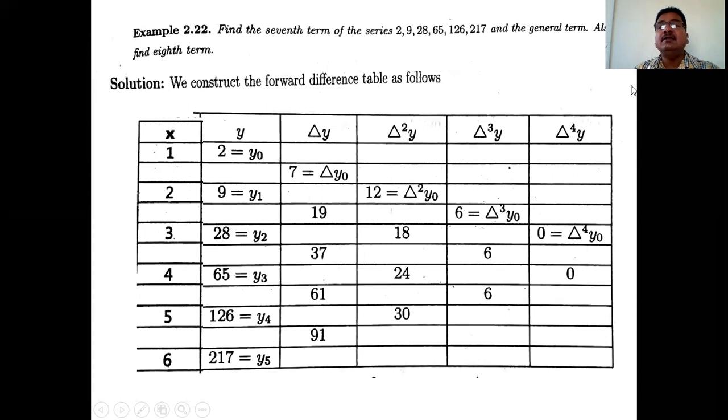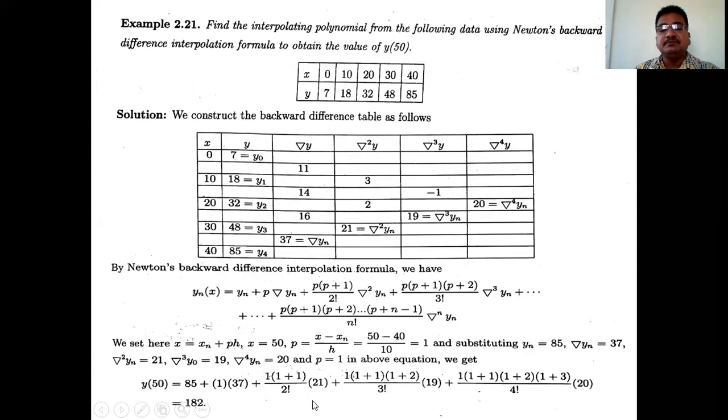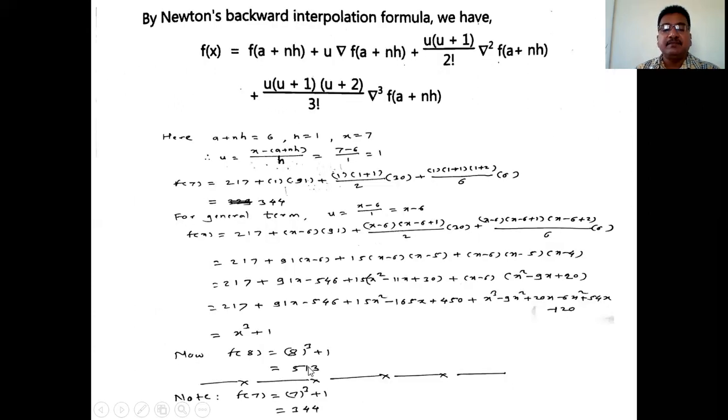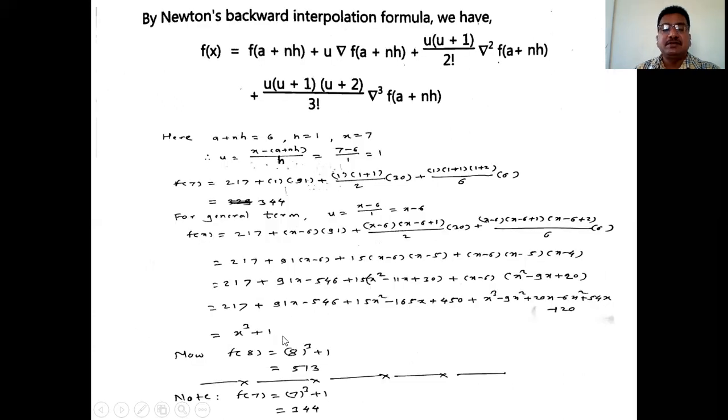Okay, and then also find the 8th term. So we can find the 8th term now by using this formula. f(8) is 8 cube plus 1, that is 513. This is the 8th term of this series. So the 7th term is 344, and the 8th term of this series is 513. In this fashion, we can find the 9th term, 10th term, and all the remaining terms of this series by using this general formula x cube plus 1.